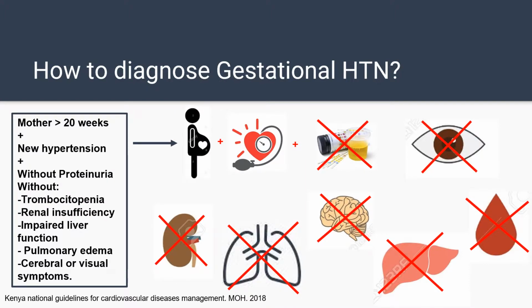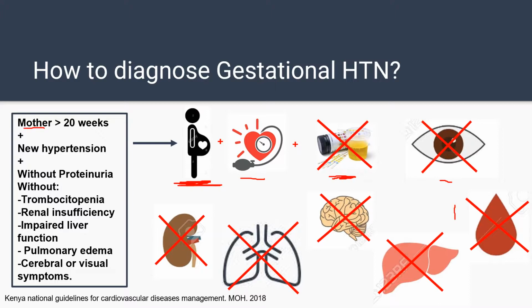So we're going to start with gestational hypertension. How do we diagnose this? With a mother over 20 weeks, which we're going to symbolize with this, with hypertension, as we defined, and without proteinuria and without any of these severe features.